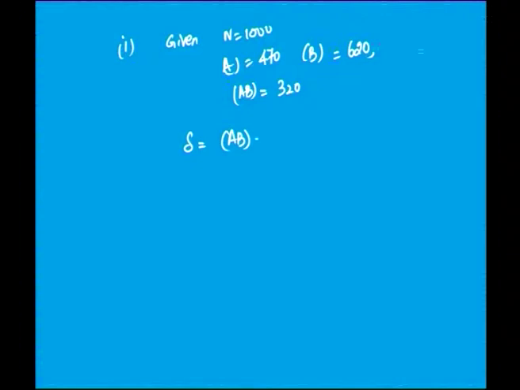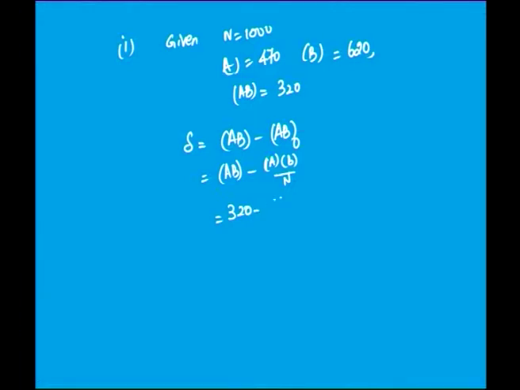For the first case, given N is equal to 1000, A is equal to 470, B is equal to 620 and AB is equal to 320. So, the delta formula is AB minus AB naught. AB naught is given as A into B by N. Now, all the values in this particular question are given directly.